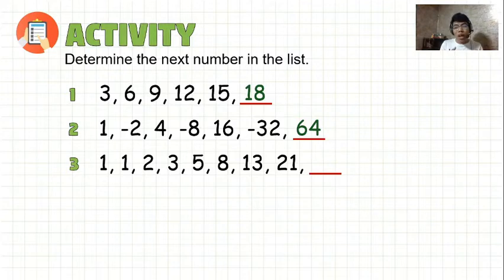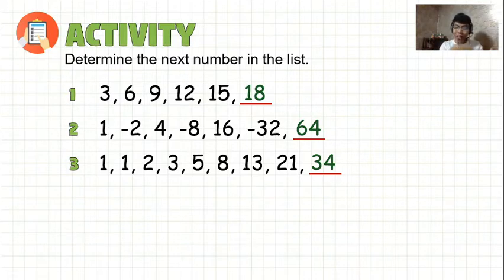How about for number 3? We have 1, 1, 2, 3, 5, 8, 13, 21. What is the next number? Now, if your answer is 34, then that is right. So how do we get 34? Observe that from this list, each number after the first two terms, which are 1 and 1, is obtained by adding the two preceding terms.